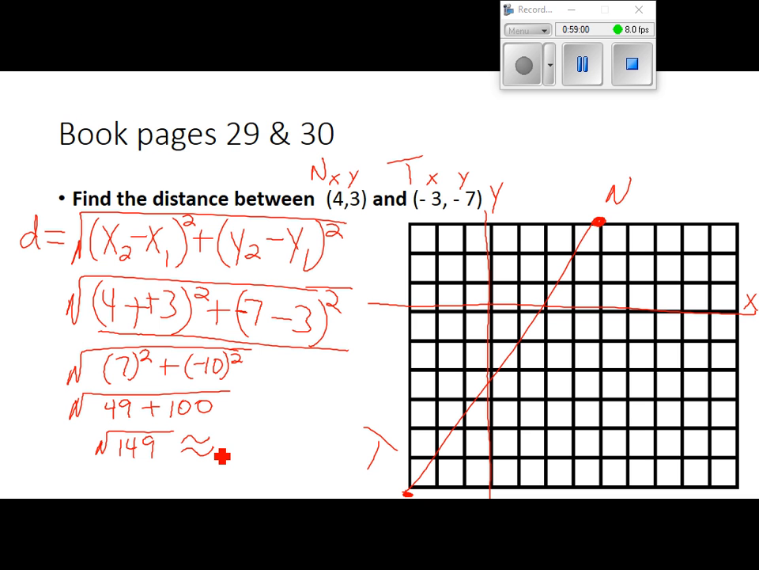Somebody help me out that has a calculator so I don't have to grab mine. What's the square root of 149? 12.3, I think. 12.3? Yeah. And we'll go out one decimal place most of the time. So how far is it from N to T? About 12.3 units. That was right.